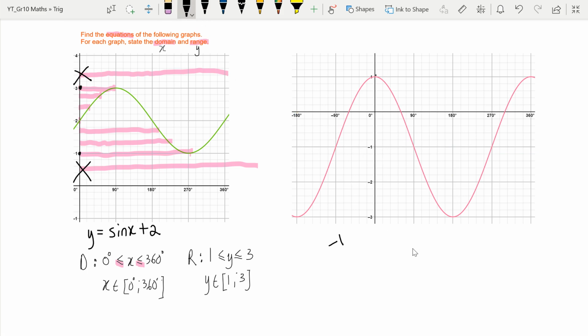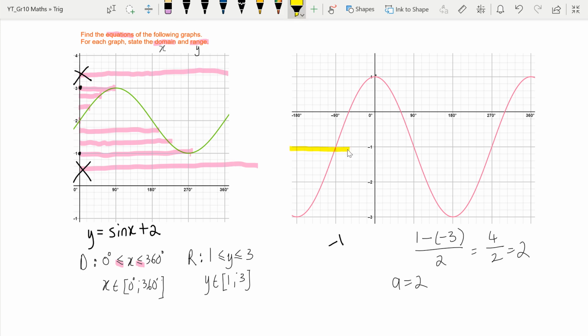Let's go check what the A value is. We take the max and subtract the minimum and divide it by 2. That gives us 4 divided by 2, which gives us 2. So our A value is 2. So there was a vertical stretch of 2 units.